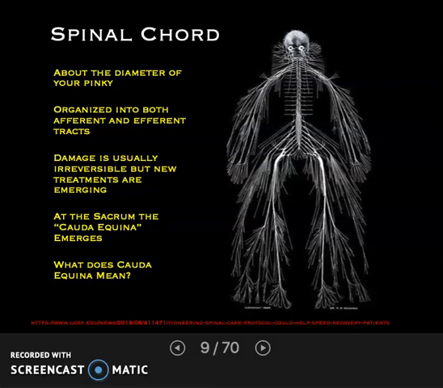body. Damage to your spinal cord is irreversible, but there's a lot of new techniques being employed to try to make repairs or compensate for that. And we're going to have a project coming up, and there's some really amazing new technologies available for people with spinal cord injuries.